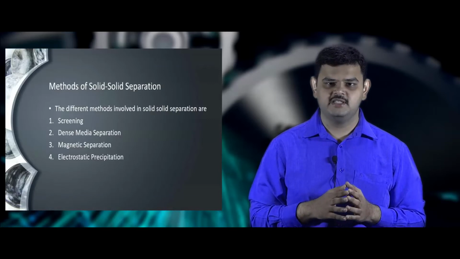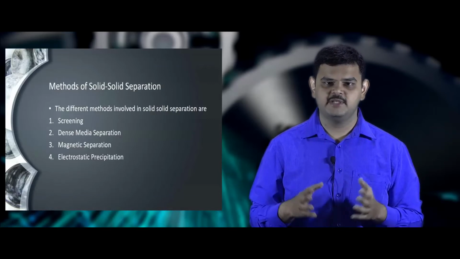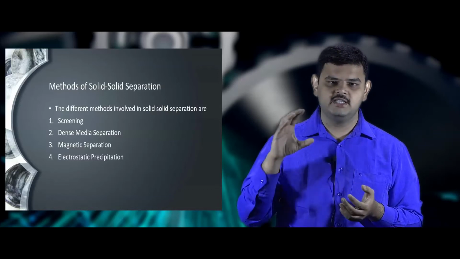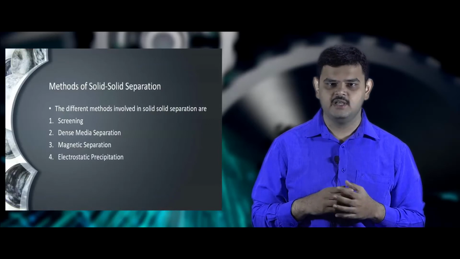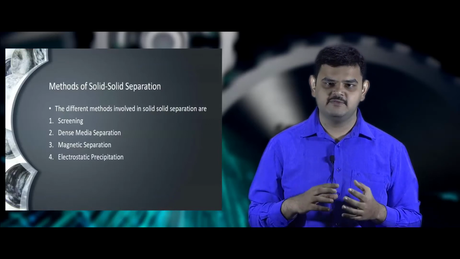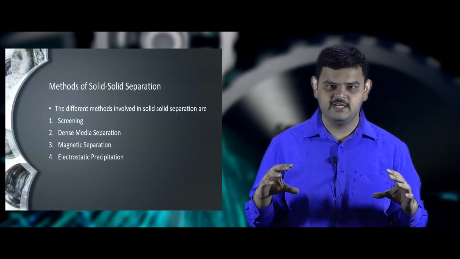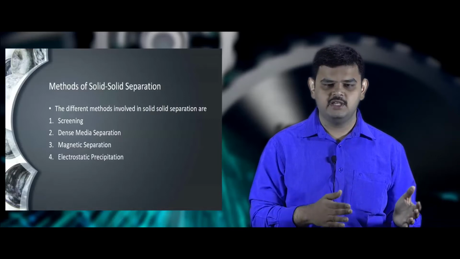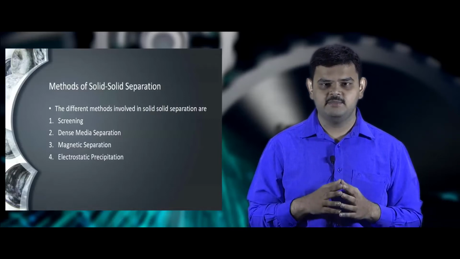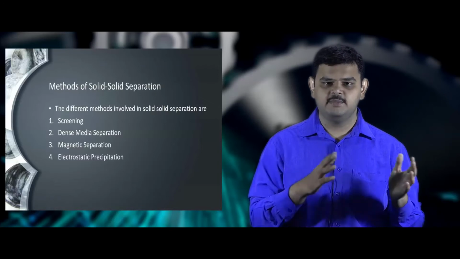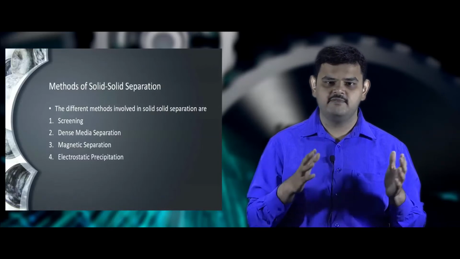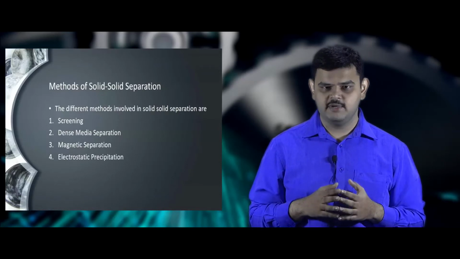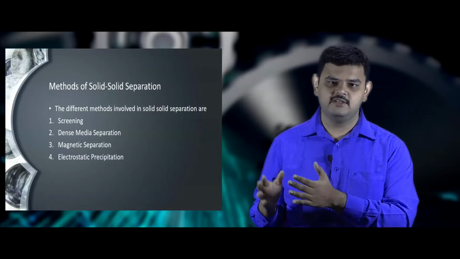The second one is dense media separation. In dense media separation, the solids are separated based on their specific gravities. The specific gravities are different for different solids, such as lighter solids and denser solids. When we add a medium of intermediate specific gravity, the dense and the lighter solids are separated. Then we move on to magnetic separation. In magnetic separation, the ferrous particles are separated from the different solids when we use magnets for pulling the ferrous particles, and based on the strength of the magnet, the particles are classified.